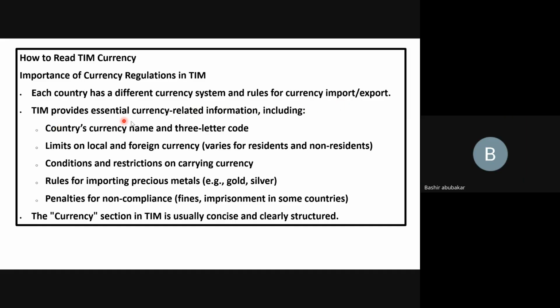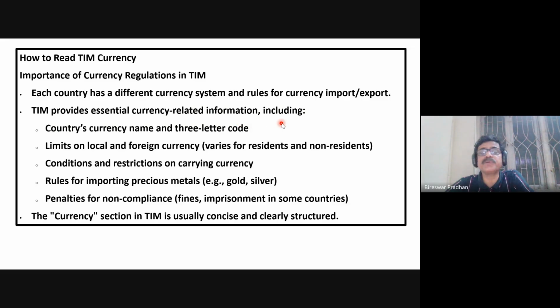TIM provides essential currency-related information, including the country's currency name and three-letter code. The limit for local and foreign currency varies from residents to non-residents. There are conditions and restrictions on carrying currency.